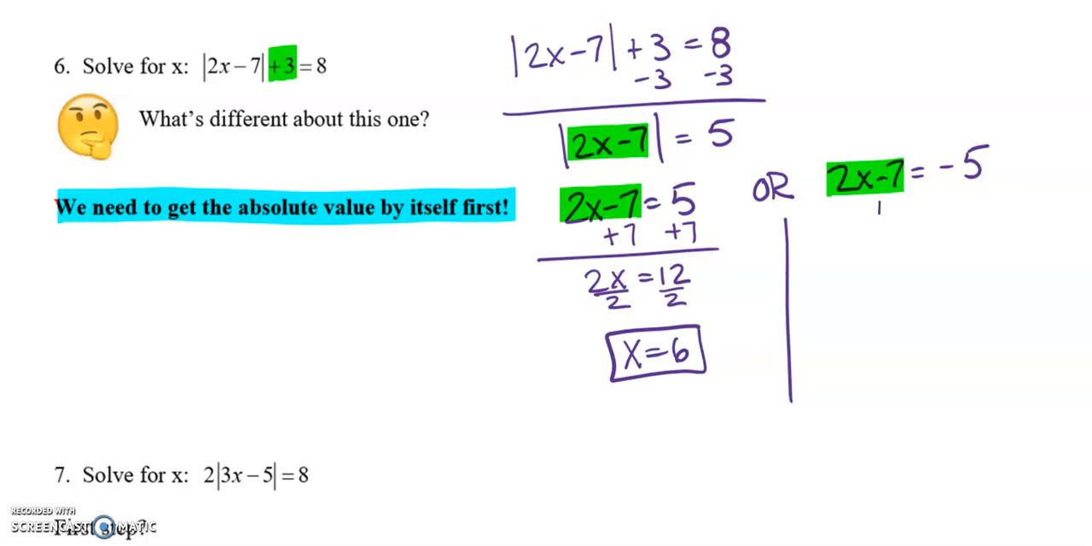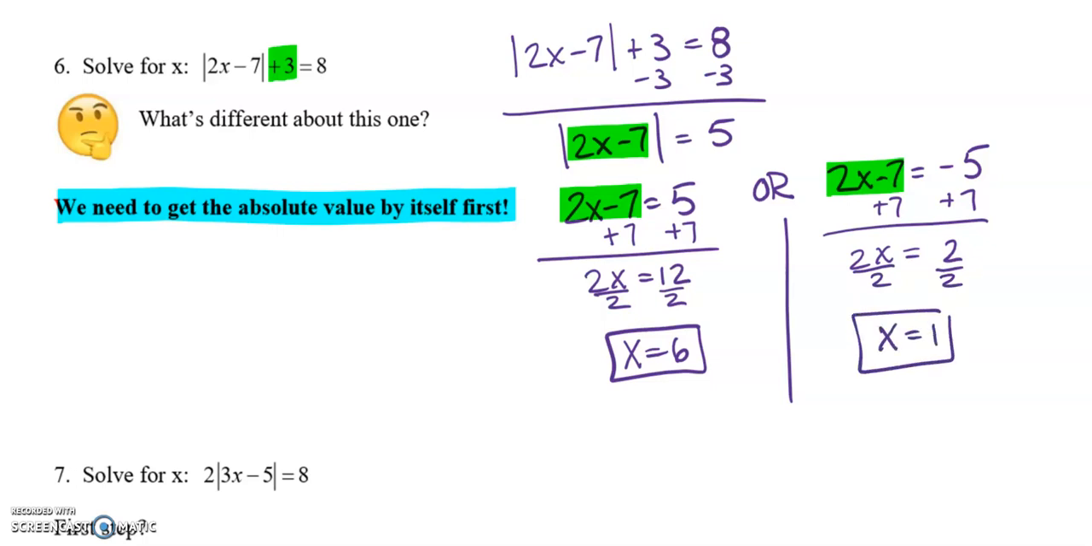On the other equation, we're going to add 7 to both sides. We get 2x equals 2. We'll divide both sides by 2. We get x equals 1. Again, two solutions.